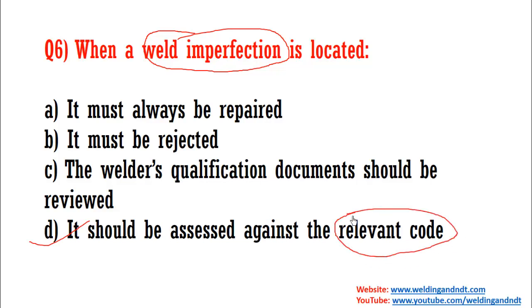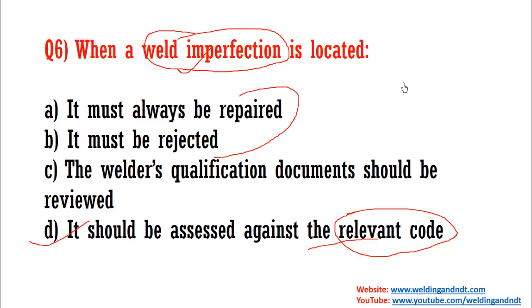See friends, let us understand, imperfection is nothing but a flaw in welding, any discontinuity or flaw in welding. Now until and unless that flaw or discontinuity exceeds the code, we cannot call that flaw a defect. Only if a flaw or discontinuity exceeds the code can we call it a defect. And if it is a defect, then we can either repair or reject. So first we have to see the relevant code, then we can make our decision. So option D is correct.